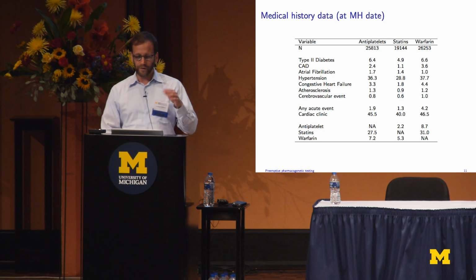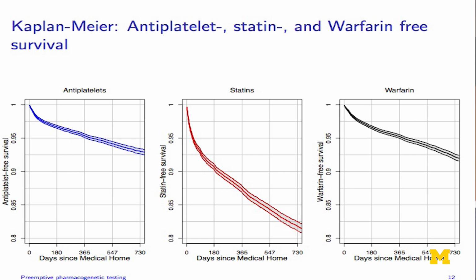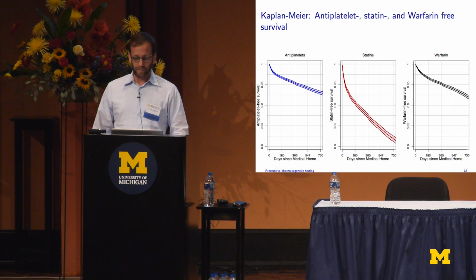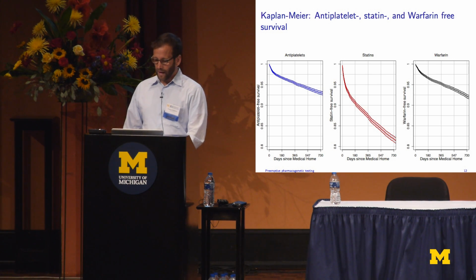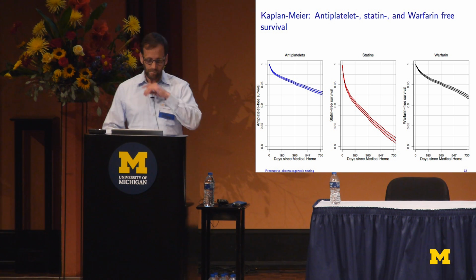So this is the cohort that we're studying. These are the cohorts that we're studying, and these are the rates at which they're getting put on these medications. So this is antiplatelet therapy, statins, and warfarin. And by 2 years, so at 730 days, approximately 7% of people are expected to be exposed to antiplatelets, 18% exposed to statins, and approximately 8% exposed to warfarin.